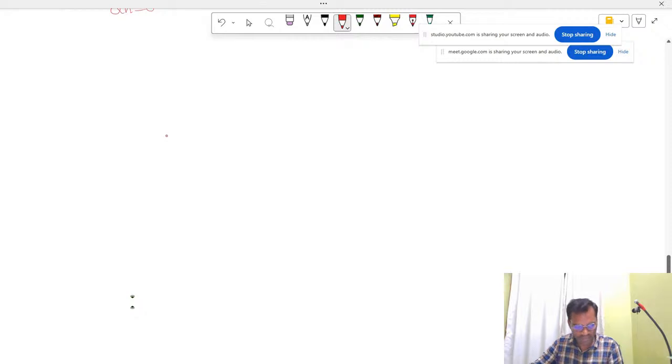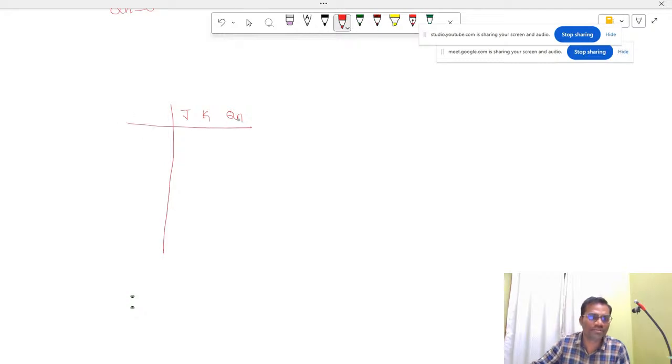When you are plotting this JK flip flop, J is one input and K is another input, and the one more input is Qn. So how many input variables are there? Three input variables. 2 cube is equal to 8. So how to write the decimal numbers? You have to write the decimal numbers varying from 0, 1, 2, 3, 4, 5, 6, 7. This table you should remember on your own.